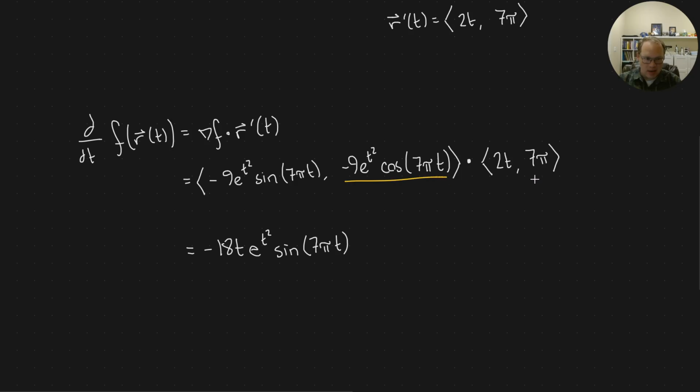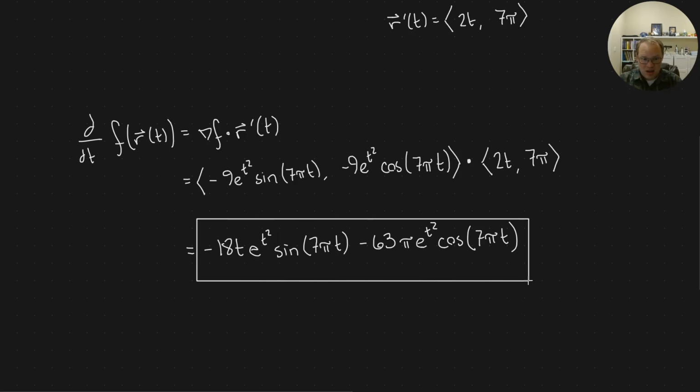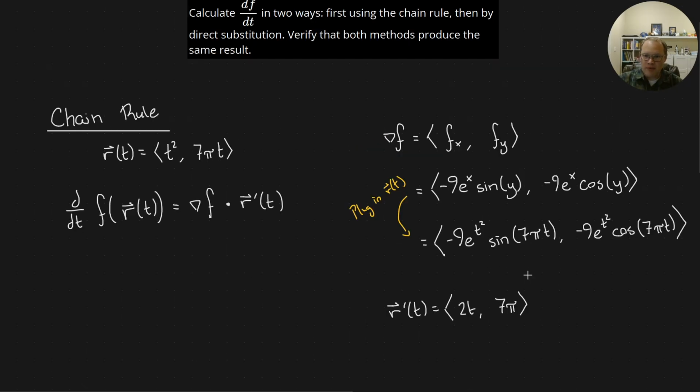Now same thing, second component times second component. 7 times negative 9 is negative 63. Then I've got the pi, and then e to the t squared cosine of 7 pi t. And that is the derivative of f of r of t with respect to t. Okay, we used the chain rule, we found the answer. All right, we do have to do this one other way.